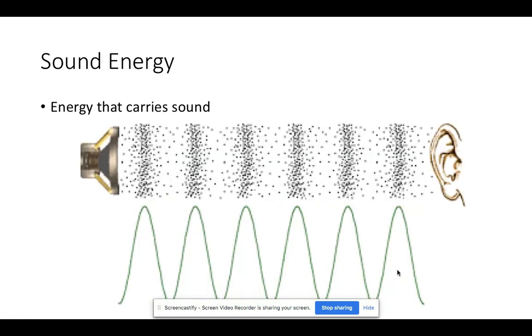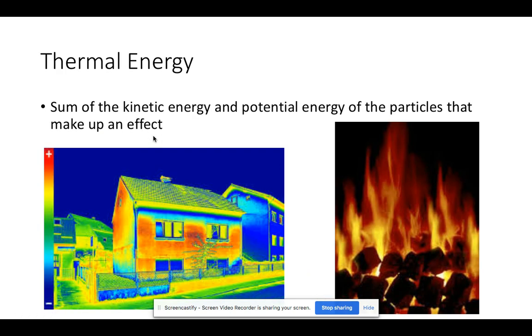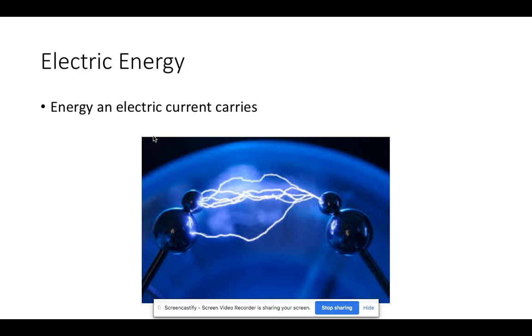Sound energy is the energy that's carried in sound, and that makes particles vibrate in the air, and that transfers our sound. Thermal energy is the sum of the kinetic and potential energy of the particles that make it up. And a lot of times, we think of thermal energy as heat. So basically how fast our particles are moving.